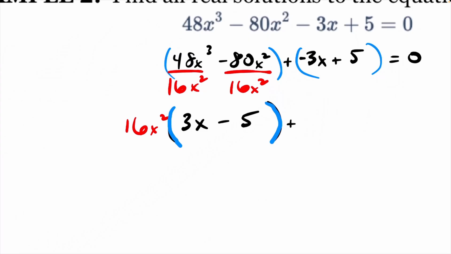So I want the second blue guy to look like this blue guy. What do I have to divide by? Negative 1, yeah, negative 1. Okay. So we get 3x minus 5.